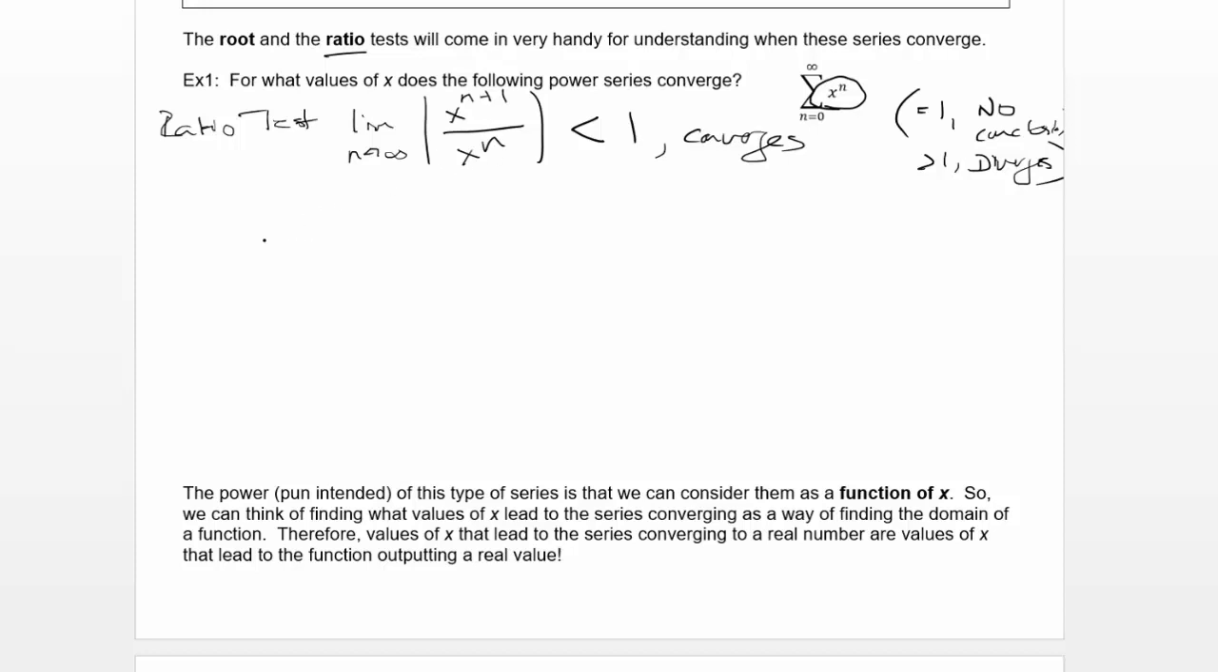Well, we can evaluate this limit. This limit is really x to the n plus 1 divided by x to the n. It's just x. And since I've divided out all of the indices, there's nothing left here. This limit as n approaches infinity of x is just the absolute value of x. So this converges when this is less than 1.